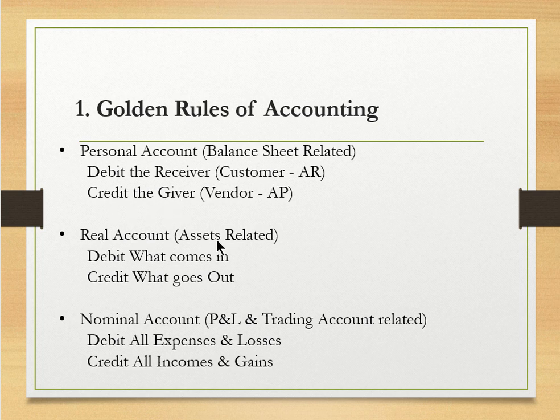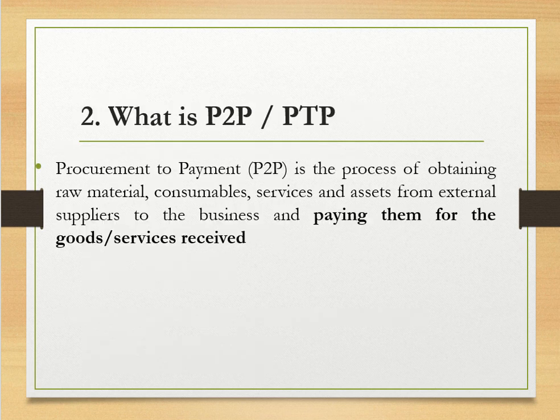Real account is asset related. Debit what comes in. Whenever we buy an asset, we have to debit it, and credit what goes out. Whenever there is a reduction in the value of an asset, for example, cash is going out, at that time you will credit cash. Okay. And the next account is nominal account, P&L and trading account related. So this is very straightforward and simple. We always debit all expenses and losses and credit all incomes and gains.